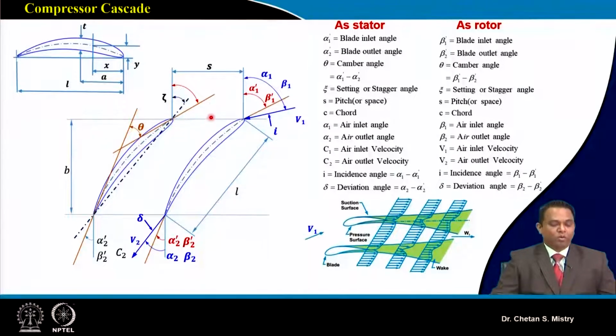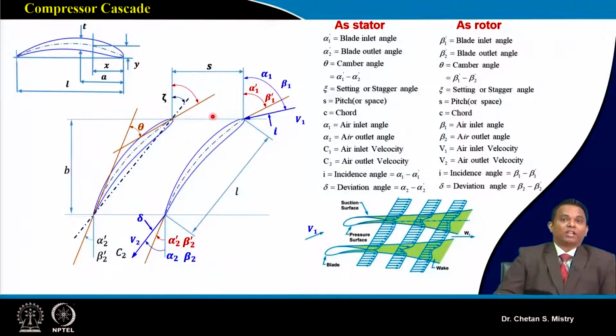Now we have introduced new angles other than alpha and beta. We have introduced angle theta, which we have defined as the camber angle. We have introduced angle zeta, which is my stagger angle. We have introduced the incidence angle, and a new angle, the deviation angle. So we will be discussing all these aspects in detail.